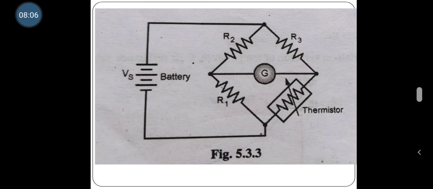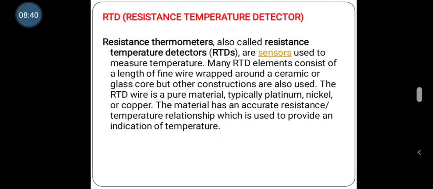But there are some disadvantages, like highly non-linear resistance, that is the temperature characteristics. Self-heating effect affects the measurements. Limited process application. Doubtful stability at higher temperature. These are the disadvantages of the thermistor. Now the application is for dynamic temperature measurement, जिसकी range minus 100 degrees Celsius से 300 degrees Celsius तक होगी.